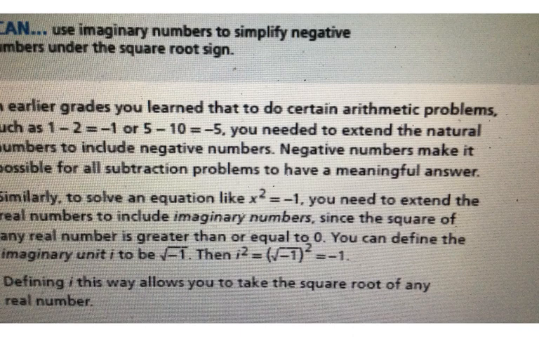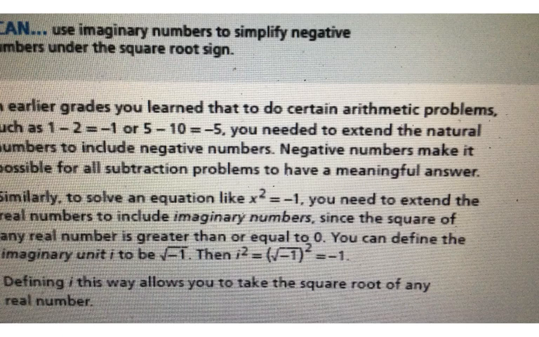Well, negative numbers made it possible for all subtraction problems to have a meaningful answer. So this is the same time in your learning now that you're learning about imaginary numbers. Imaginary numbers are not new. Imaginary numbers have always been around. You just haven't been taught them before because you weren't ready mentally for that kind of idea. So if I had to solve an equation like x squared equals negative 1, we had to extend our real numbers to also include imaginary numbers, since the square of all real numbers is positive.